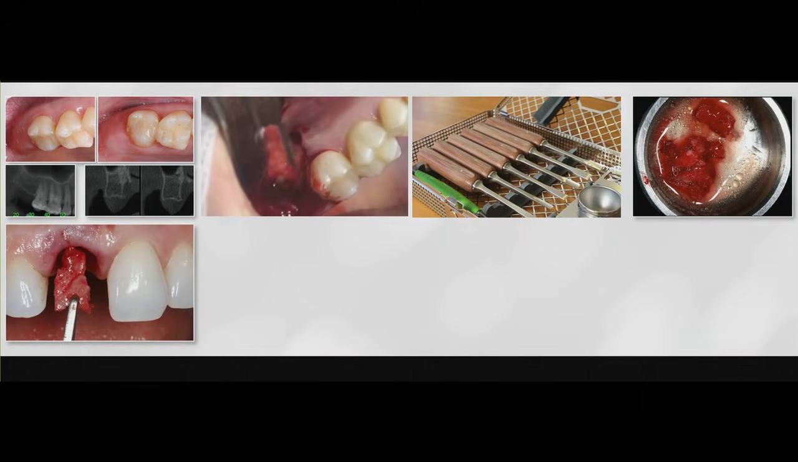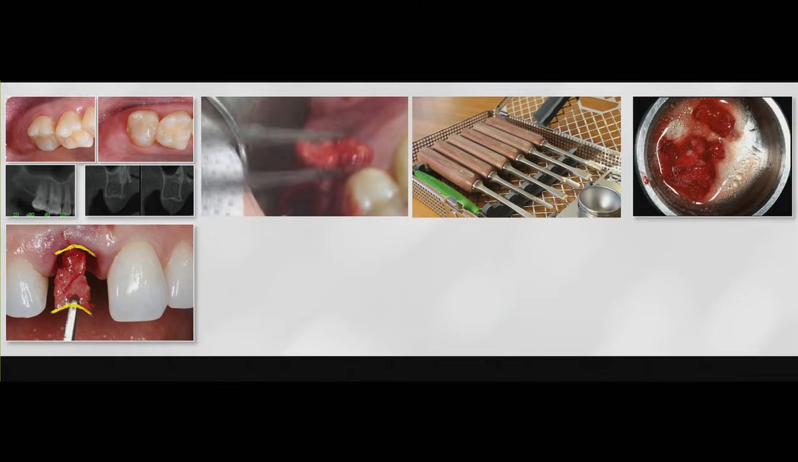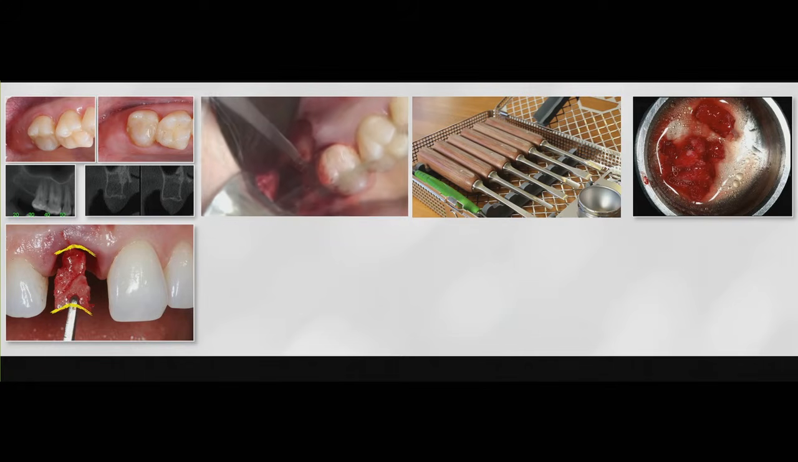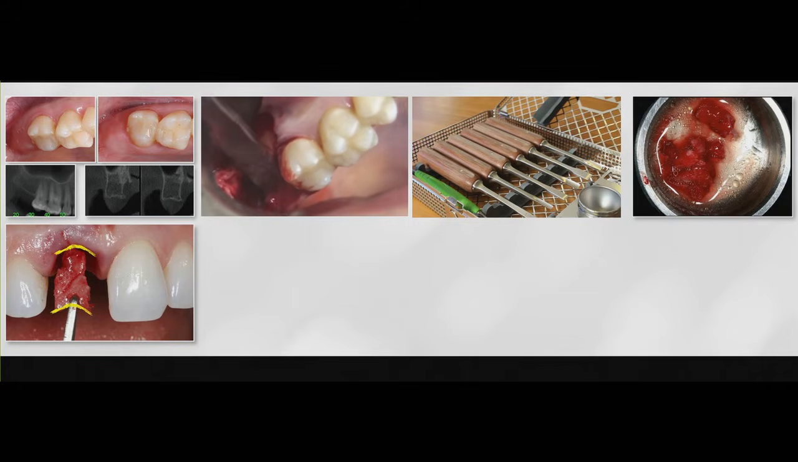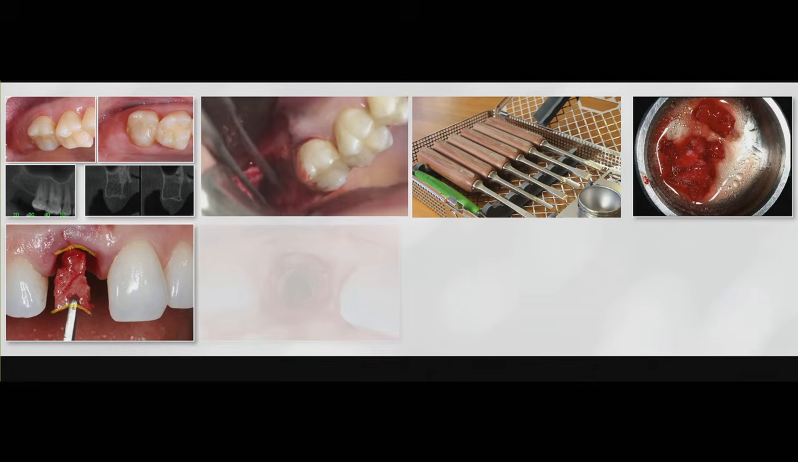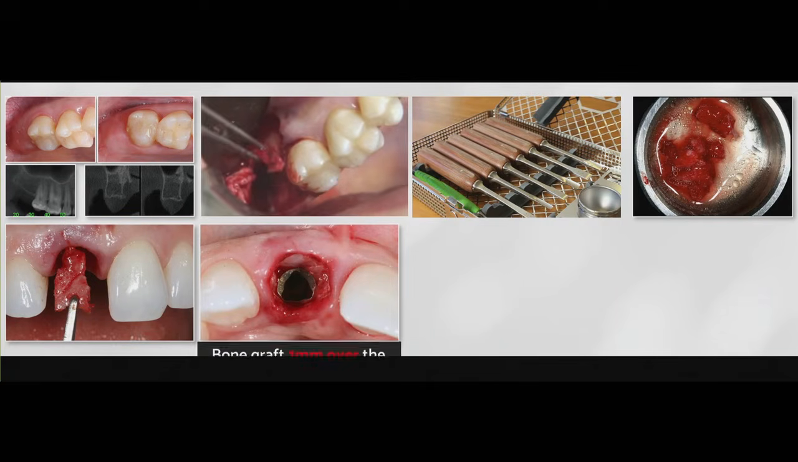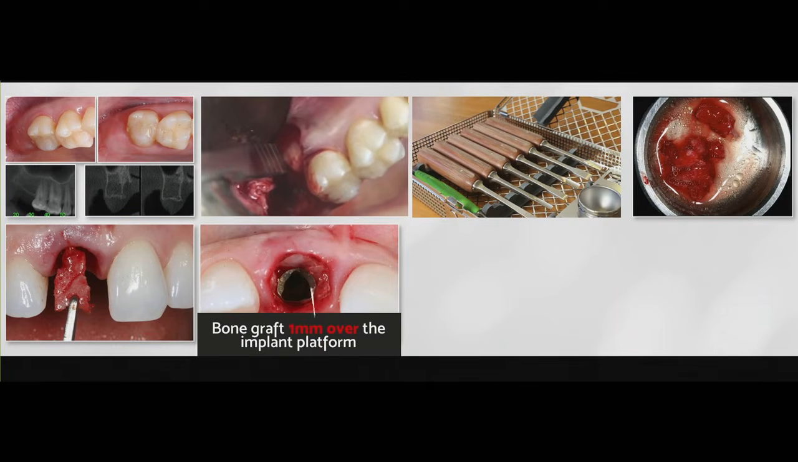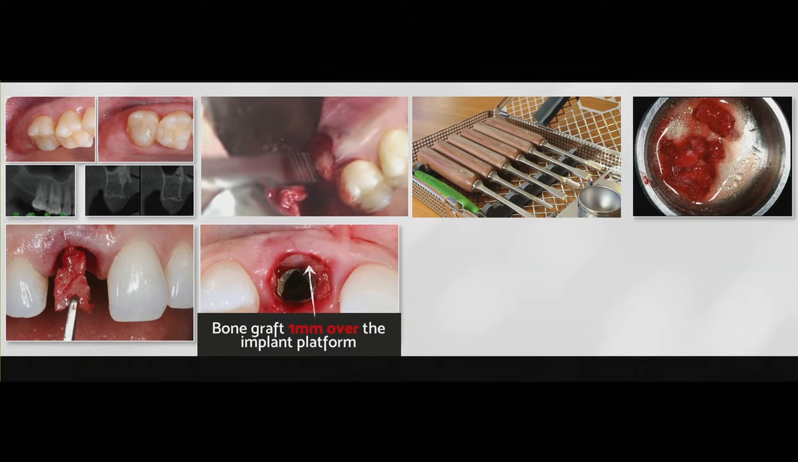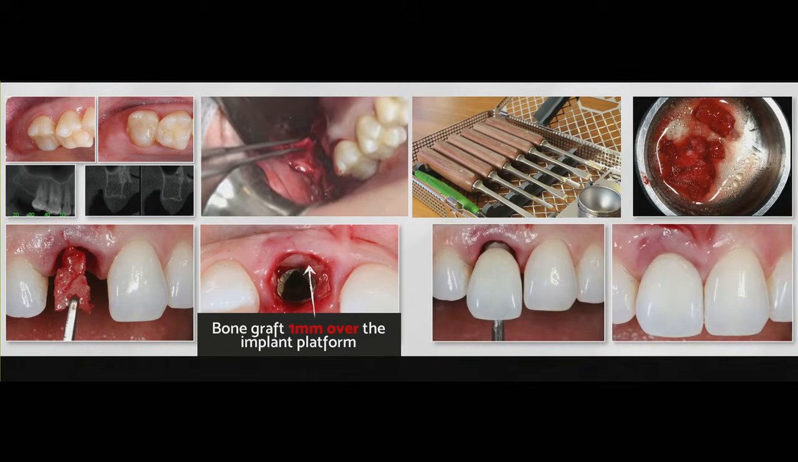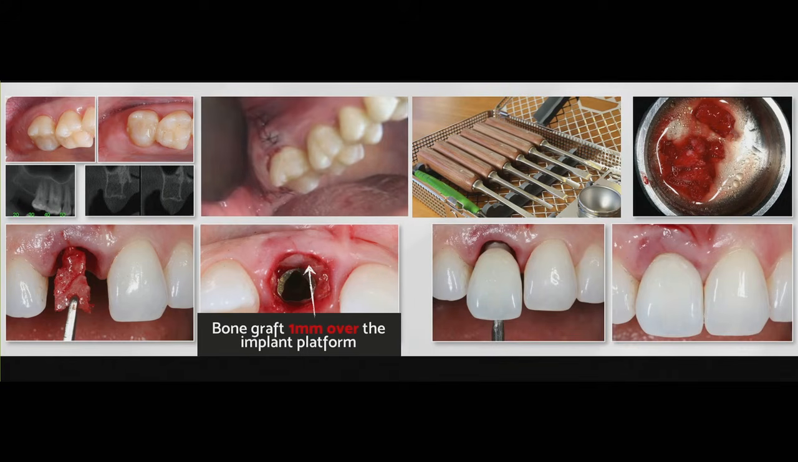Right after we harvest this graft, we reshape the graft according to the defect configuration. Take a look that we also reshape the anatomical contour, the cervical area that should match the outline of gingival margin in order to restore the bone architecture that the patient had lost. And we fully filled these gaps with particulate bone, and we left bone graft 1 millimeter over the implant platform. And we install immediately the provisional restoration, of course, out of occlusion.